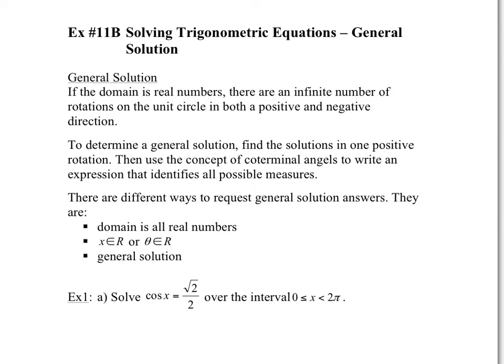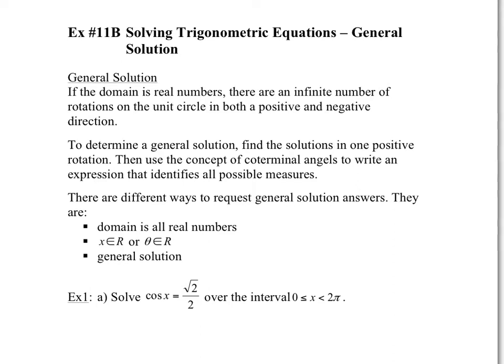So same thing as 11A, except this time we're looking at the general solution. What the general solution means is you're looking at all the possible solutions. If you just look at the unit circle and you go around and around and around, technically at that point all those answers will be true.